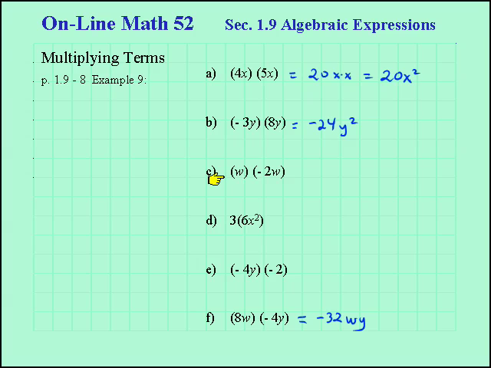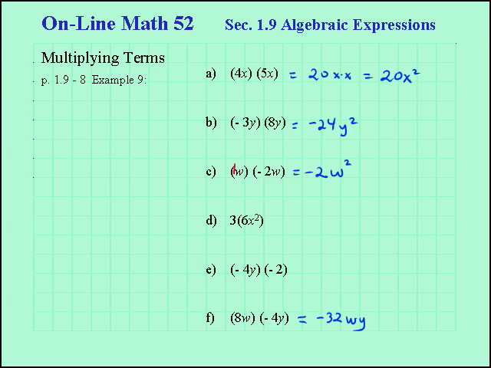See this letter C? C times negative 2w. The coefficient of the second term is negative 2. What's the coefficient of the first term? You got it. It's 1. The invisible 1. I can write it in. But notice that when we multiply the coefficients, 1 times negative 2, 1 times anything is just itself. So 1 times negative 2 is negative 2. W times w, w squared.